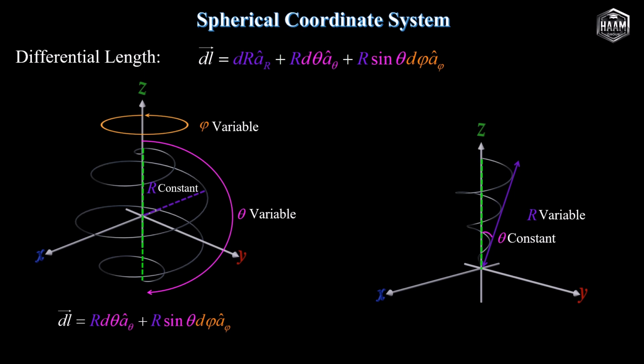is fixed. So, along this particular path, theta is constant and the differential change in theta is 0. Phi, however, is variable since the points revolve around the z-axis and take on different phi values. Therefore, the differential length of this particular path equals dl equals d capital R times a hat sub capital R plus capital R sine theta d phi a hat sub phi.